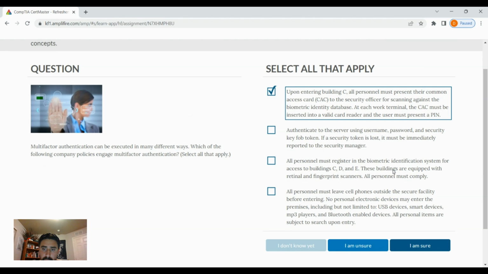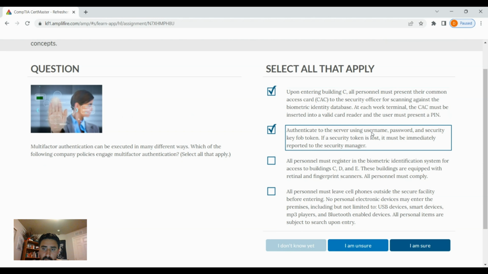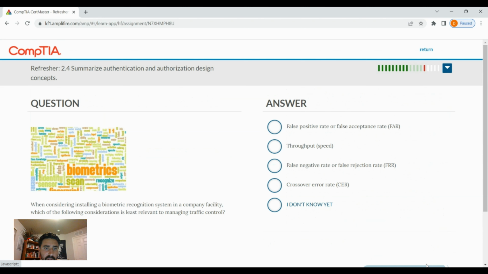And let's see. A security token is lost. Let's do that. Okay, there we go. We are moving through it now, catching up on these questions.